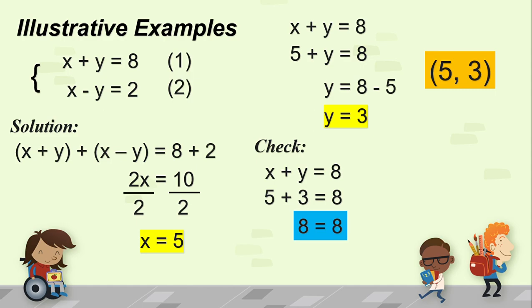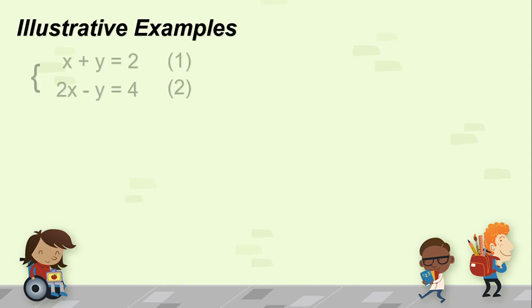Using the second equation, which is x minus y is equal to 2, let's substitute the value of x by 5 and the value of y by 3. So therefore, 5 minus 3 is equal to 2, and therefore 2 is equal to 2. So it shows that our solution 5 and 3 is correct. So now, let's proceed to our second example.